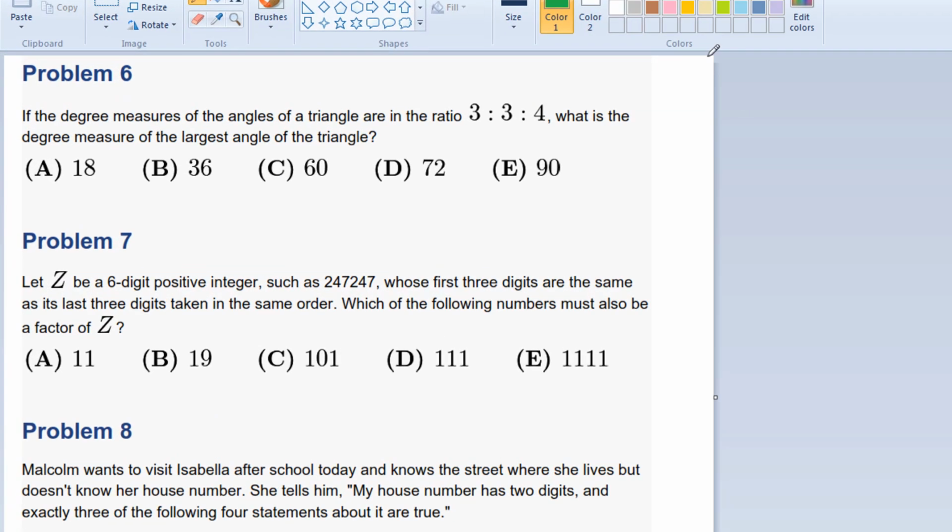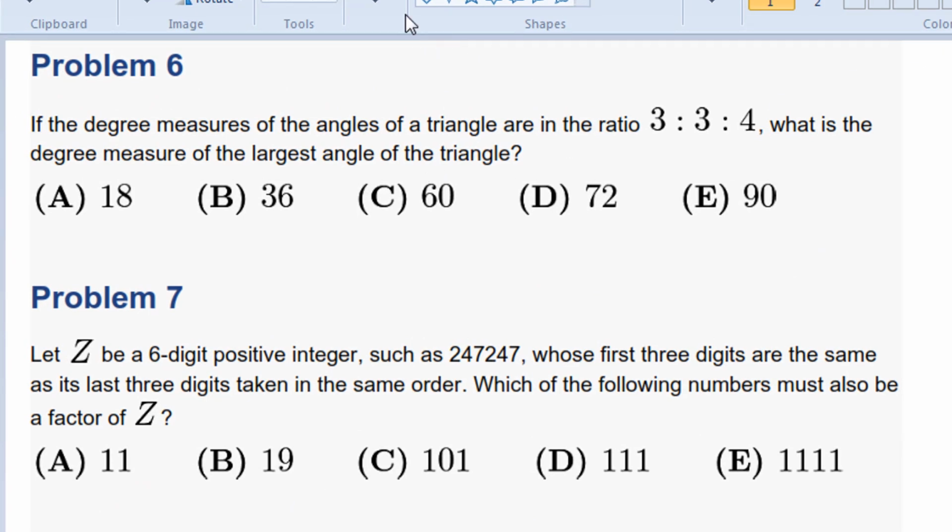Okay, if the degree measures of a triangle are in the ratio of 3 to 3 to 4, what is the degree measure of the largest angle? So we should know this inside and out, that the angles of a triangle add up to 180. And our three angles are not 3, 3, and 4. They're 3x, 3x, and 4x.